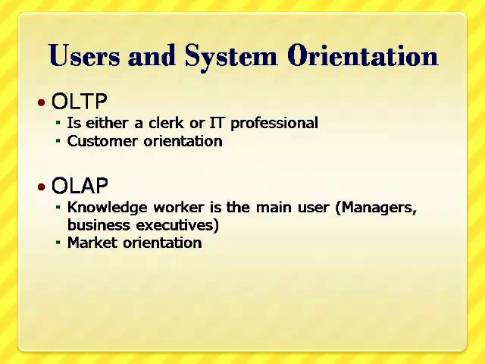Users and system orientation. When you consider users into account, the main user in OLTP is either a clerk or IT professional, whereas the knowledge worker is the main user in OLAP system. From the system orientation point, customer orientation is used in OLTP, market orientation is used in OLAP system, in the sense that to run the day-to-day applications, the customer orientation is taken into account in OLTP systems. To analyze the market, OLAP systems are taken into account. Managers, business executives and analysts are related to the knowledge worker category here.